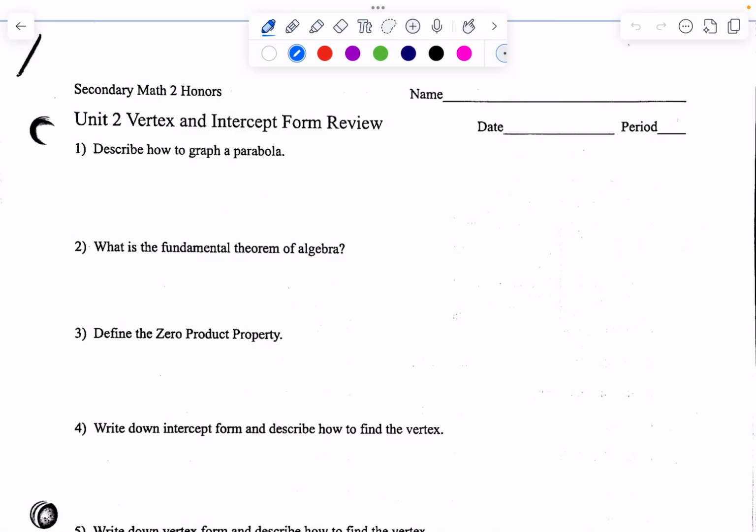All right, Unit 2 test review. So describe how to graph a parabola. So we know a parabola is a U shape. So I would say find the vertex, x and y intercepts, and more points if need be. Something like that would be good enough.